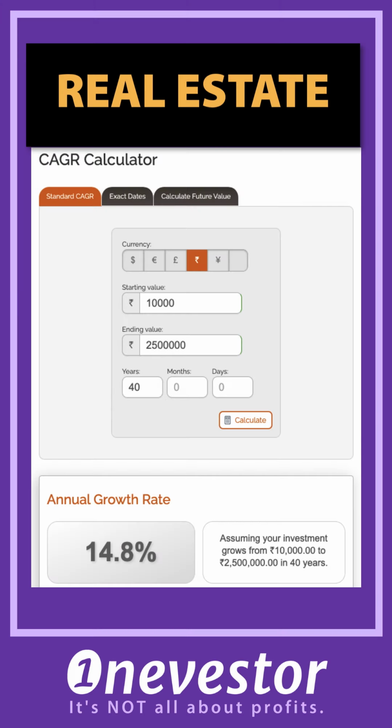A CAGR calculator can not only be used to calculate the returns of financial assets like stocks and mutual funds, it can be applied in your real life as well. For example, if a property was worth 10,000 40 years ago and today it is worth 25 lakhs, you're basically looking at a 250 bagger. But when you actually measure its CAGR, you get 14%, which is not a huge number.